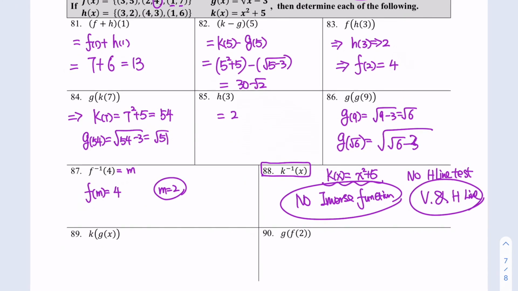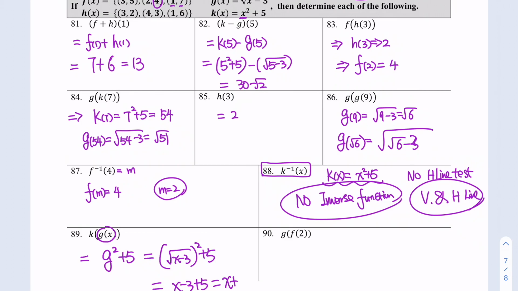k of g of x. That means we are going to replace x in k using g of x. So this will be g squared plus 5. Now we just need to plug g inside. (x minus 3) squared plus 5 equals x minus 3 plus 5 equals x plus 2. Last one, g of f of 2. f of 2 is given as 4. g of 4, we plug 4 in, gives us 1.